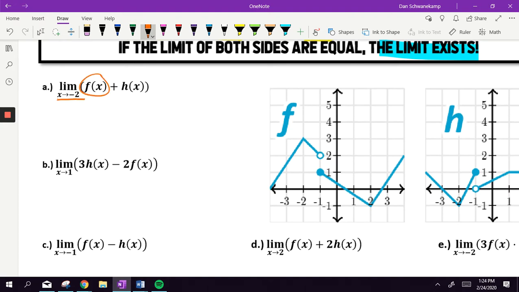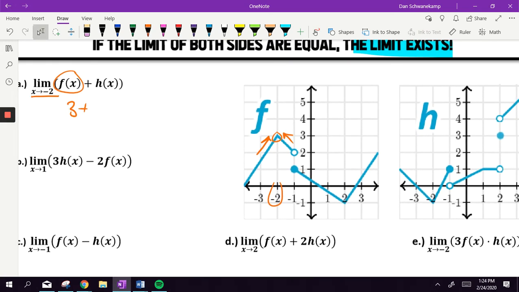It's 3, because he's going to this graph of f of x. He is walking as we get closer and closer to negative 2. His limit is 3. Then he's going to add to that the limit as x approaches negative 2 of h of x. Sophia, what's the limit as x approaches negative 2 of h of x?